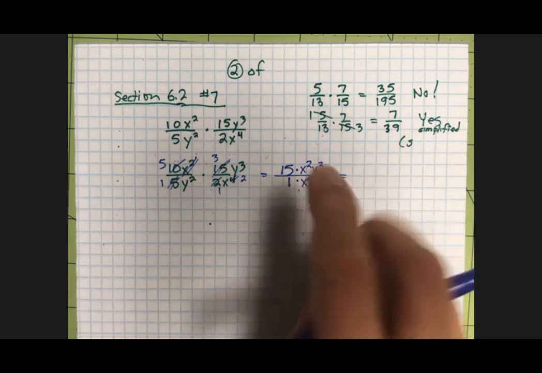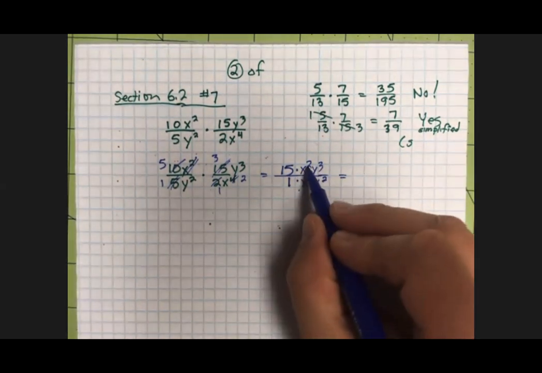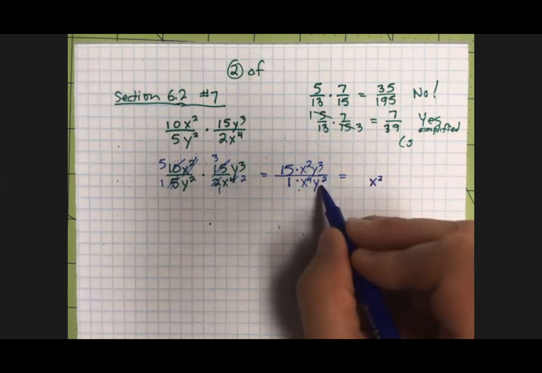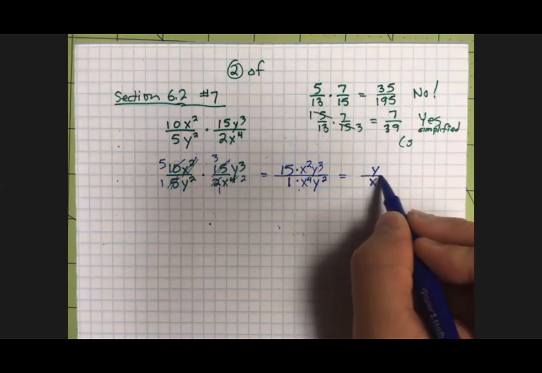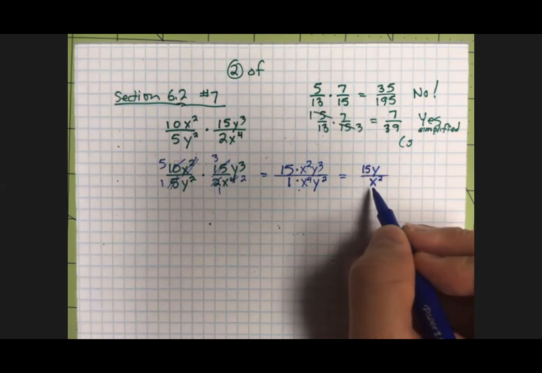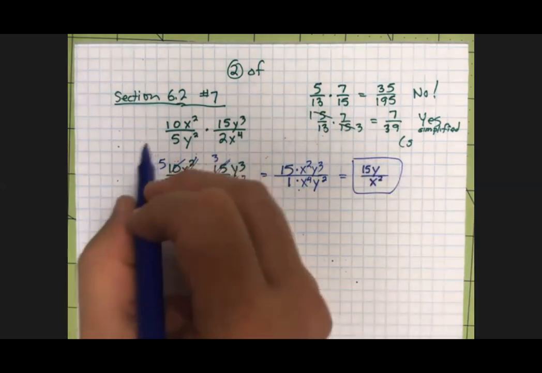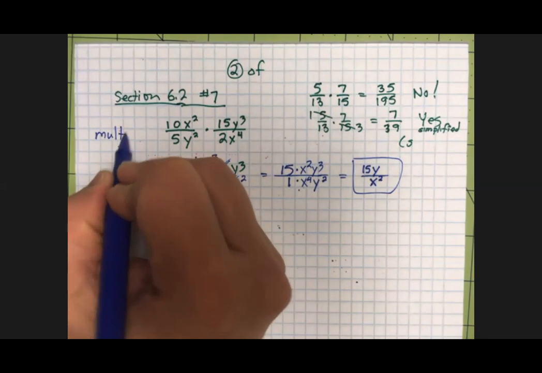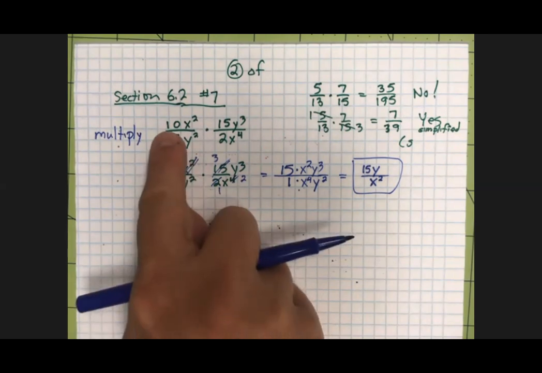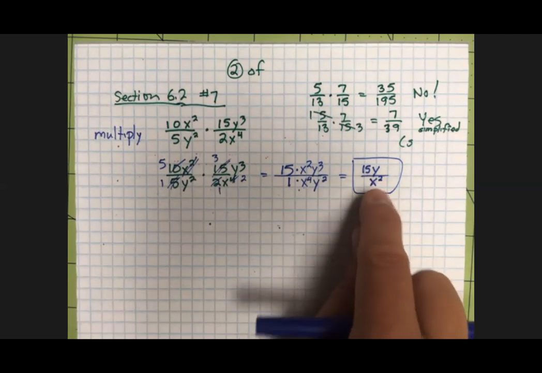Then I can concentrate on canceling the extra factors of x and y, which is 2 extra factors of x in the bottom, 1 extra factor of y in the top. Top has a 15, bottom has a 1. I don't need to write 1 times x squared. I'll just call it x squared. That's simplified. Did you multiply? Yes, legally by the book you multiplied, but actually I did not create 150 over 10 and then simplify it. I just canceled.